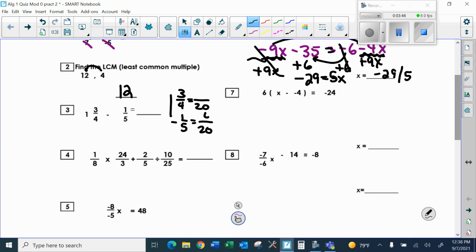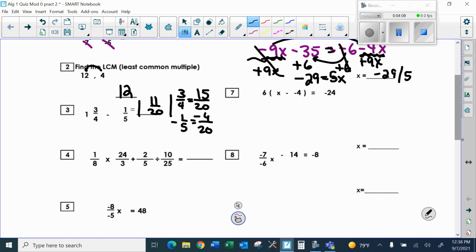5 times 4 is 20. 4 times 1 is 4. And don't forget the negative sign. 4 times 5 is 20. 5 times 3 is 15. So remember the denominator stays the same, and I just subtract the numerators. So 15 minus 4 is 11. If that's simplified, I'd have to simplify it more. It does not, so I am done.